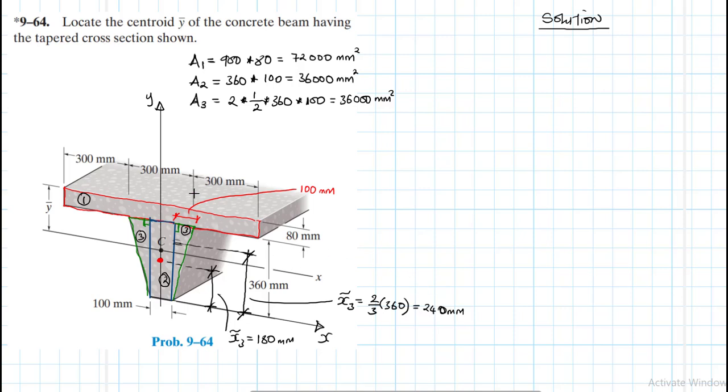Okay, and then finally for part one, which is that one there, this one there. Okay, so this one is going to be equal to going through half of that length there.